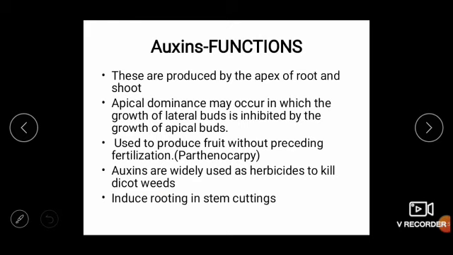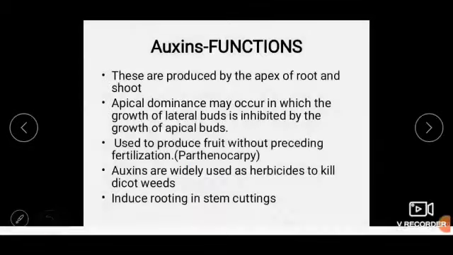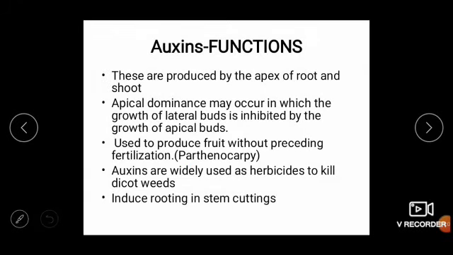Now, auxins. What are the functions of the auxins? Where are they found? Auxins are found, remember, in the root as well as the shoot tip. So they promote the growth of the root as well as the shoot tips. They cause apical dominance. I'll be showing you the diagrams in the next slide. What is the meaning of apical dominance? If the bud on the top, the terminal bud, is present in the plant, it prevents or slows down the growth of the side buds, or the lateral buds.